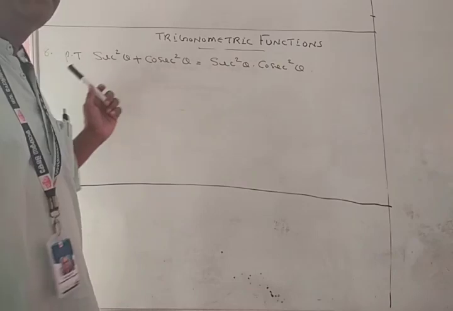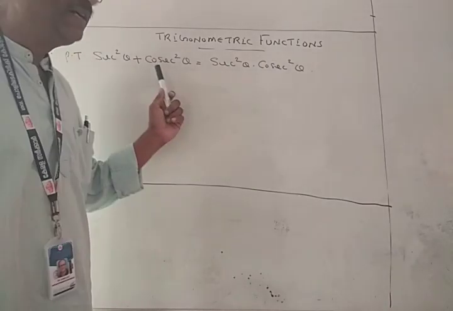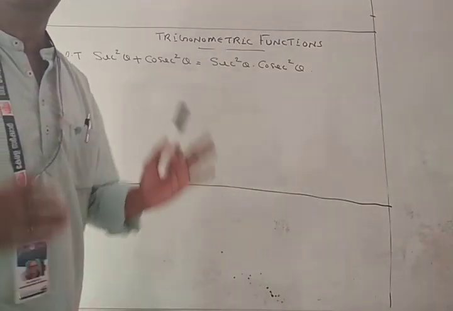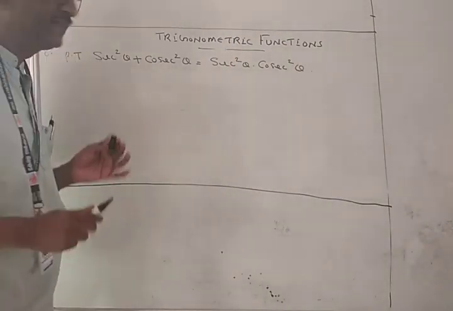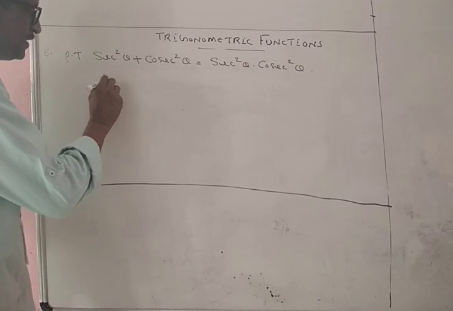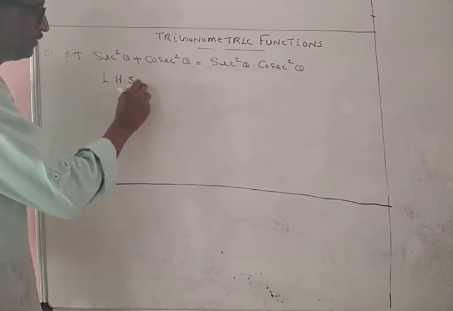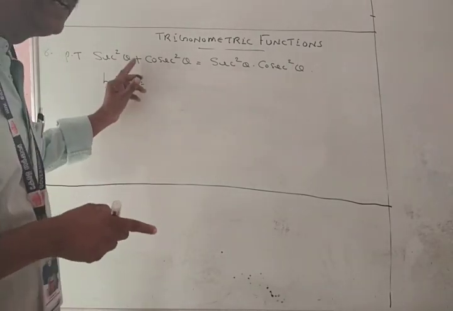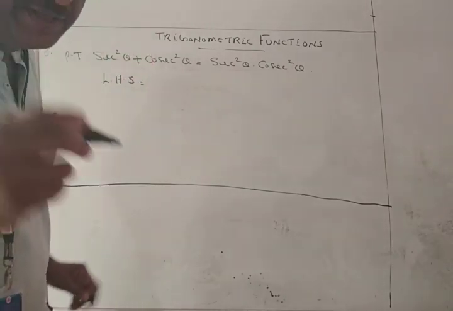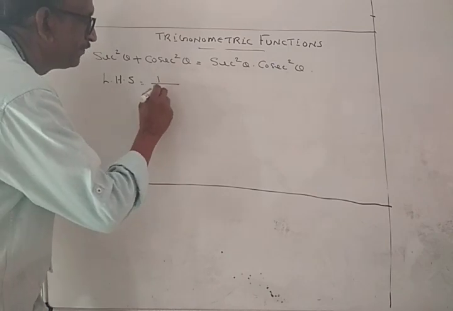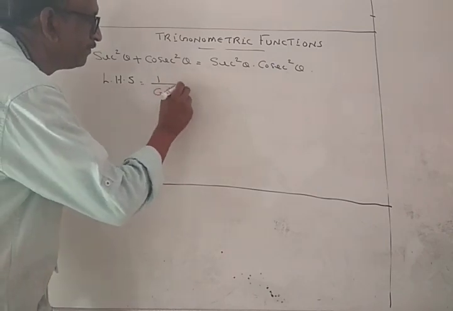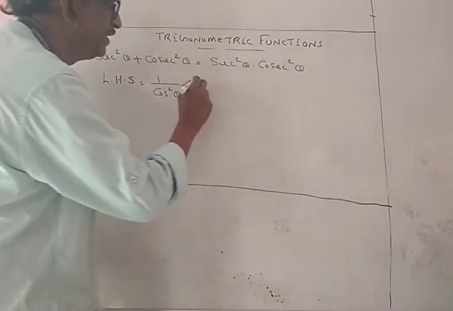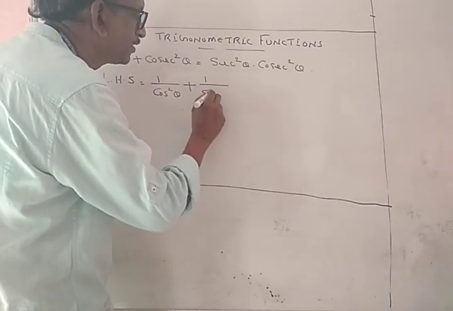Eighth problem, prove that sec squared theta plus cosec squared theta is equal to sec squared theta into cosec squared theta. First, take the left hand side. Left hand side is equal to sec is the reciprocal of cos. Therefore, sec squared theta is 1 by cos squared theta, plus cosec is the reciprocal of sine. Therefore, cosec squared theta is 1 by sin squared theta.